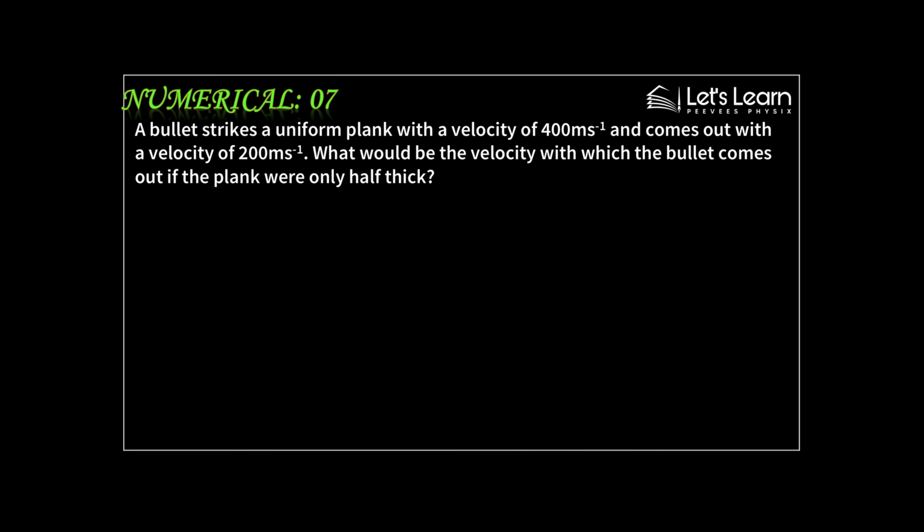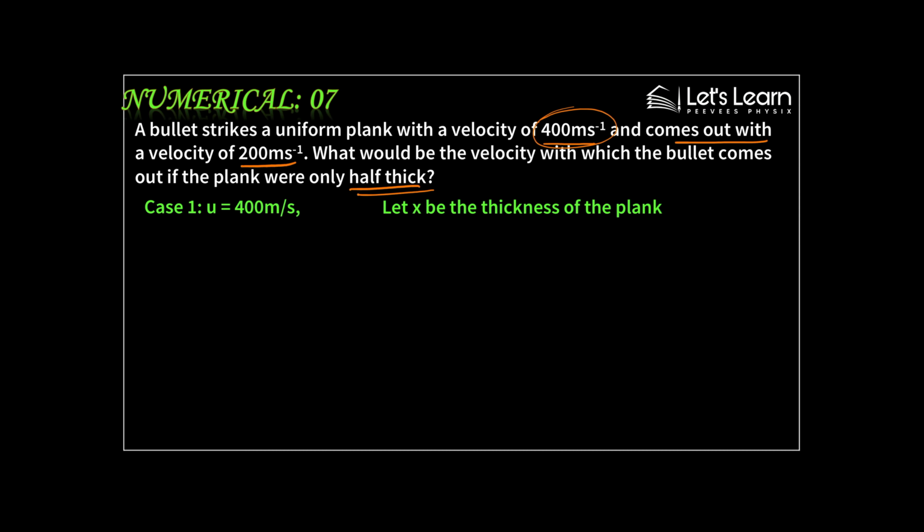Numerical number 7. A bullet strikes a uniform plank with a velocity of 400 meter per second and comes out with a final velocity of 200 meter per second. What would be the velocity with which the bullet comes out if the plank was only half the thickness? For that, we assume x to be the thickness of the wooden plank. There are two situations. Case number 1, the starting speed of the bullet is 400 meter per second. The bullet comes out with a speed of 200 meter per second. We do not know the acceleration, but we know the size of the plank is x.